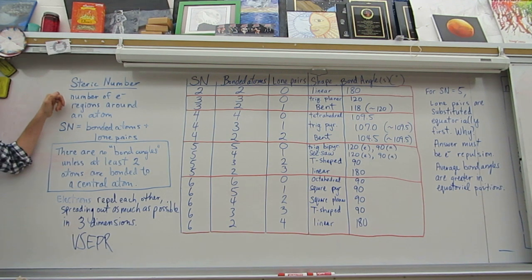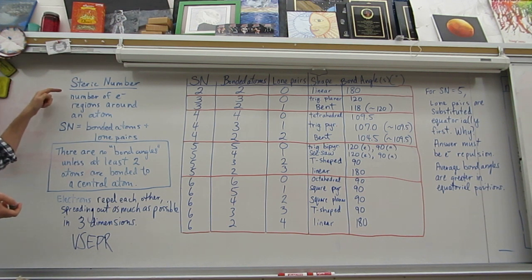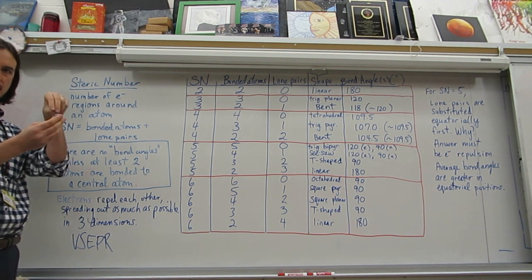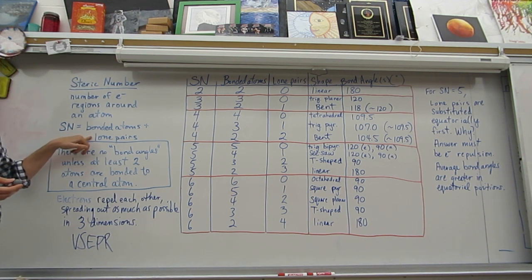First thing is steric number. This is something that you need to learn to be able to figure out really quickly. So steric number is the number of electron regions around an atom. So an electron region could be an atom bonded to it, another atom bonded to it, there'll be a region there, or a lone pair.